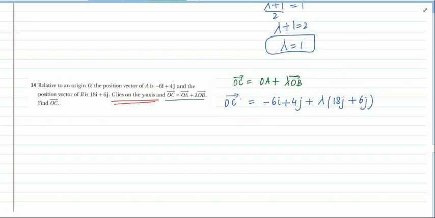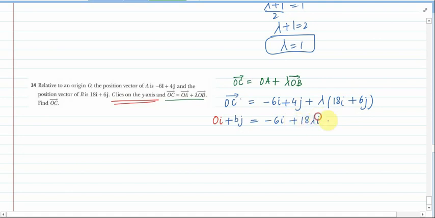So for OC, I can say that it's 0i, that is very important, plus bj, where b is any variable. Let's suppose I pick b. So 0i plus bj is equal to minus 6i plus lambda times 18i, then minus 6i plus 18 lambda i plus 4j plus 6 lambda j. So I multiplied the bracket with lambda and gathered all the i and j terms together.